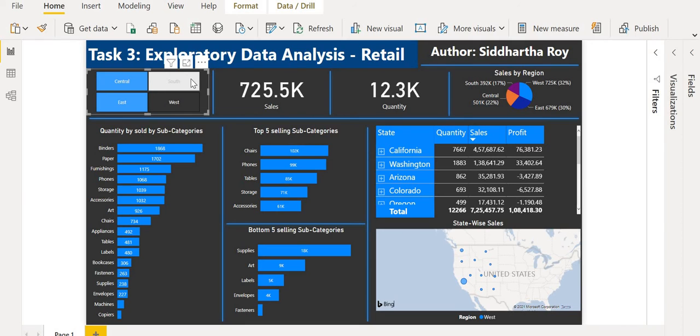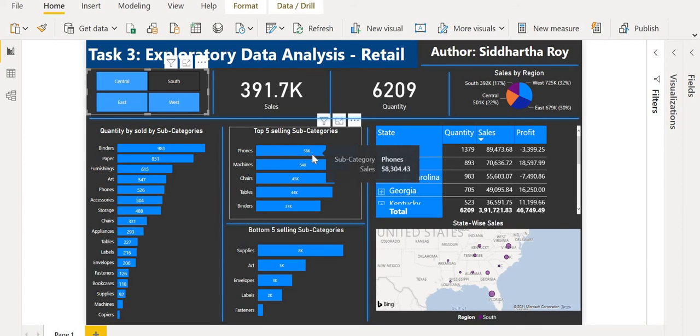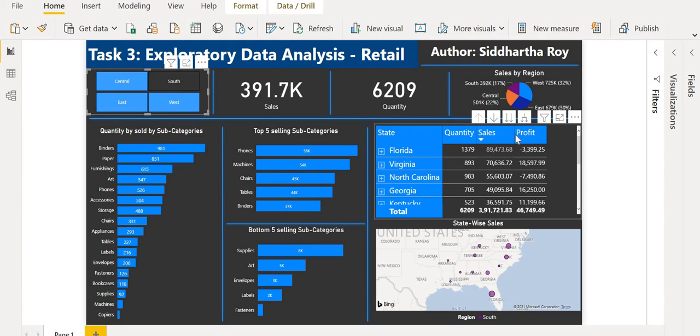Out of these 4 regions, the southern region has the lowest sales in terms of dollars and the lowest quantity sold in terms of units also. Here we can also see that binders is the top selling subcategory in this region, followed by paper, furnishings and so on. The top 5 selling subcategories in terms of dollars are these: phones are the top selling, followed by machines, then chairs, then tables, then binders, followed by a matrix.